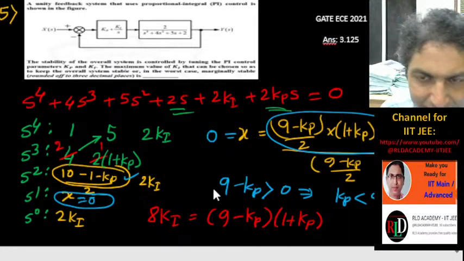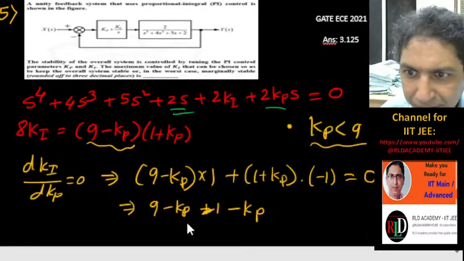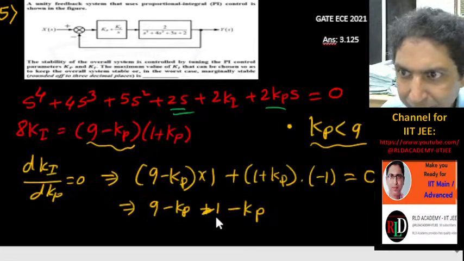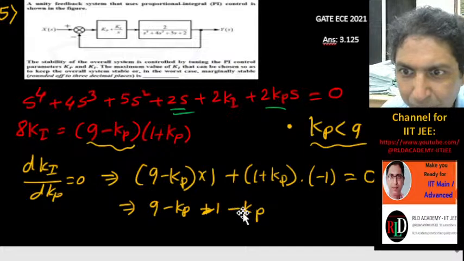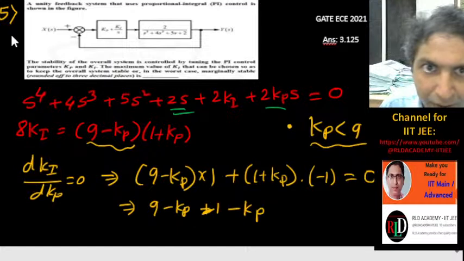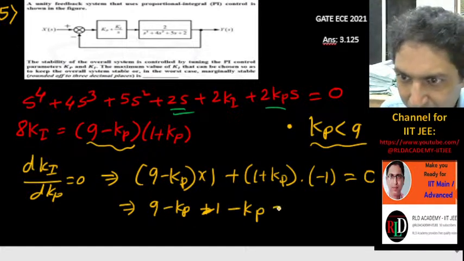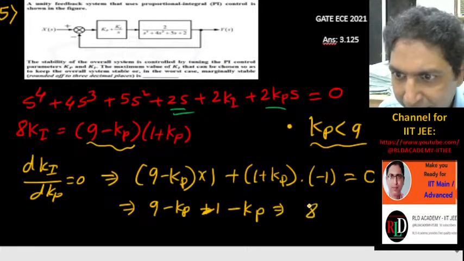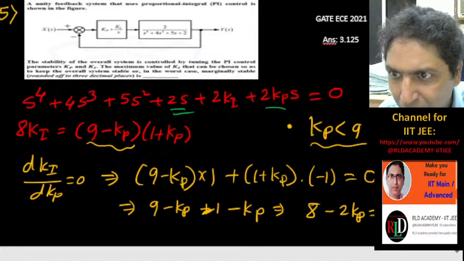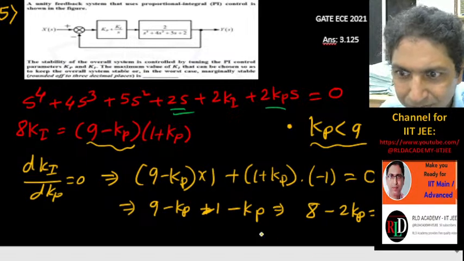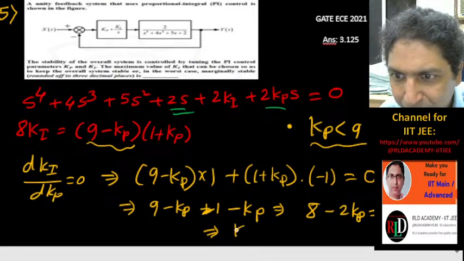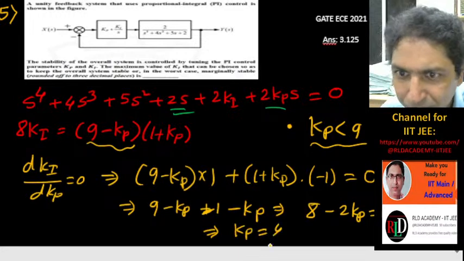So is it fine or any mistake? So answers a little bit. I think we are making some problems somewhere with Kp. Anyway, this is the approach that you can see. So it is your 8 minus 2 Kp equals to 0. So what is the Kp value? Kp is your 4.